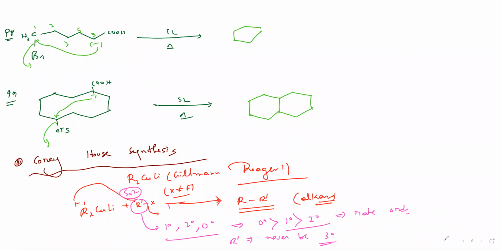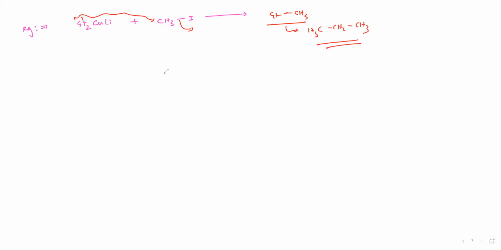Okay, so going for one example, suppose this one is given. It is Et2CuLi. After that CH3I is present. So in this case, negative charge over here, this bond comes here, this bond moves. So we can write Et-CH3. This stuff you can write like CH3, CH2.